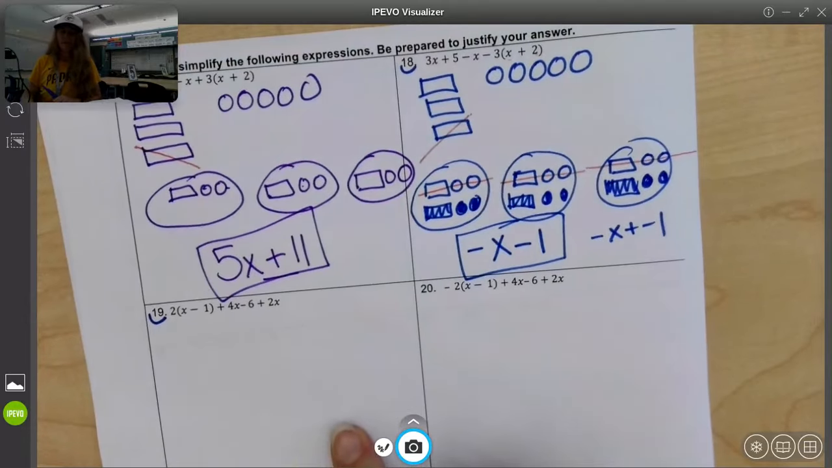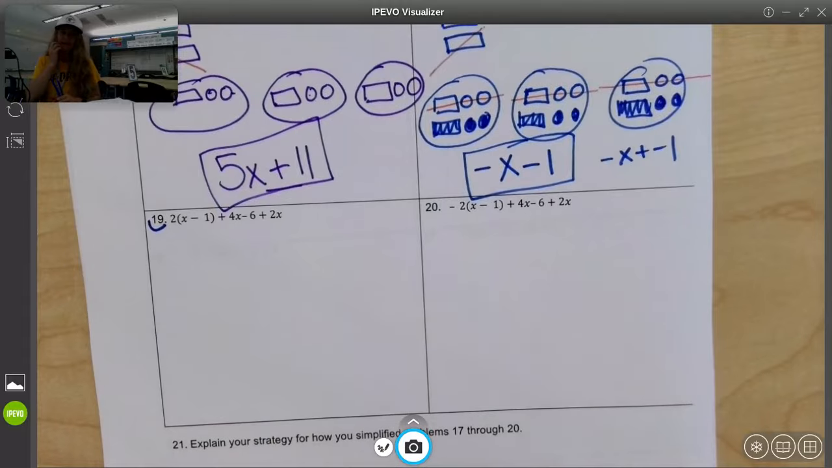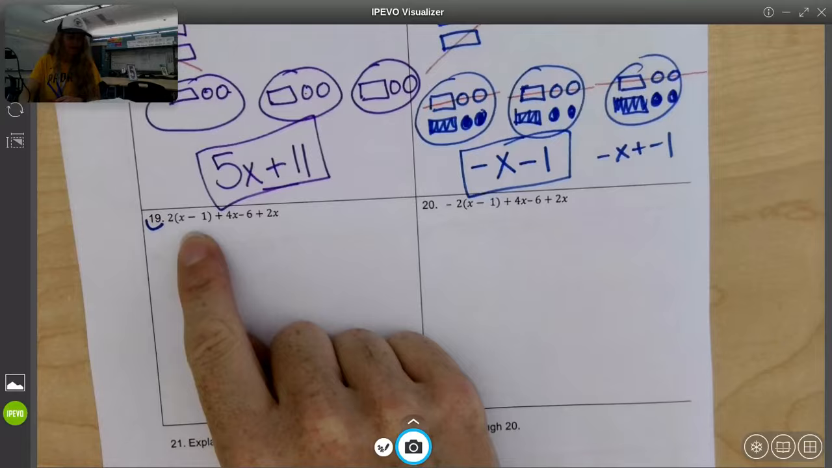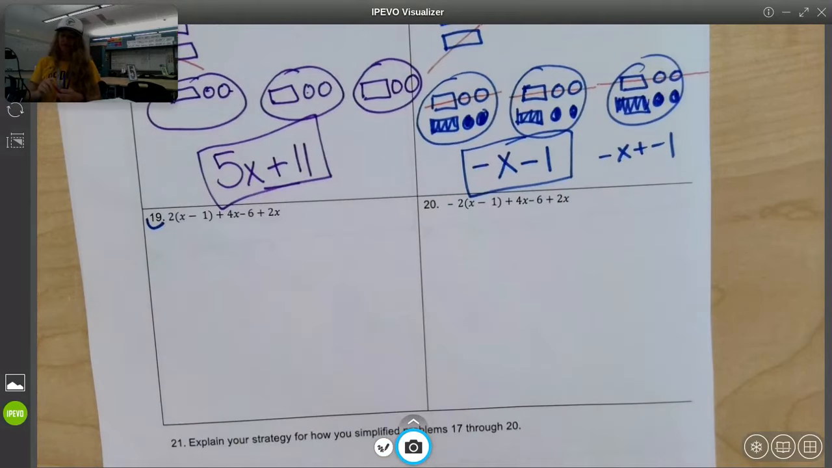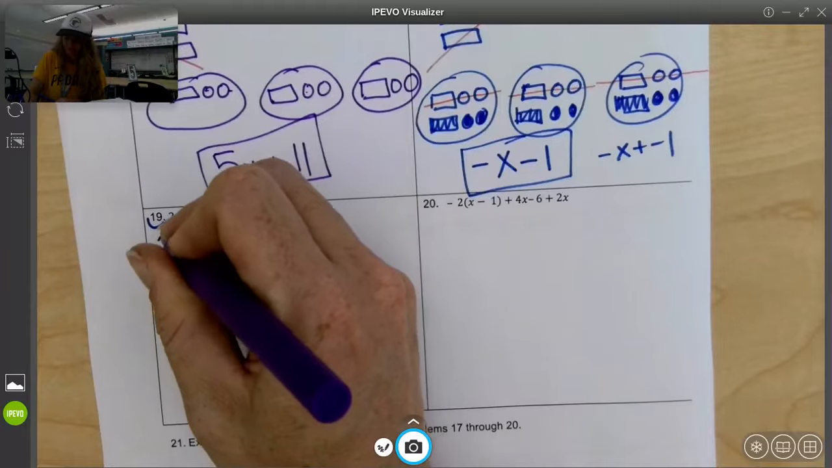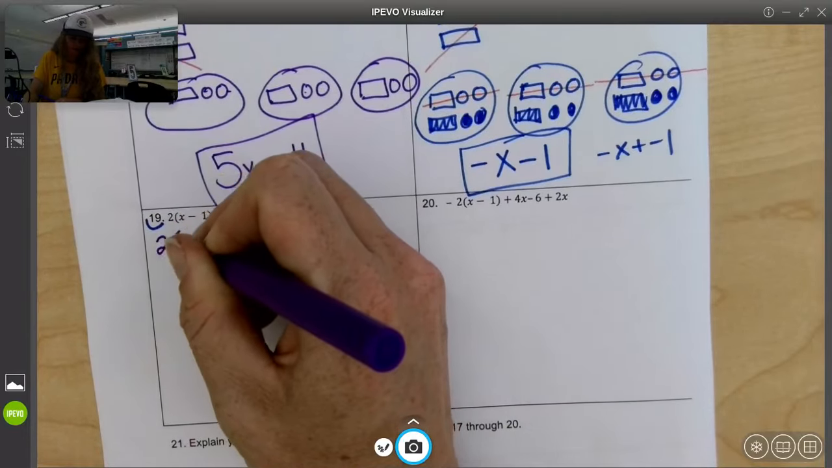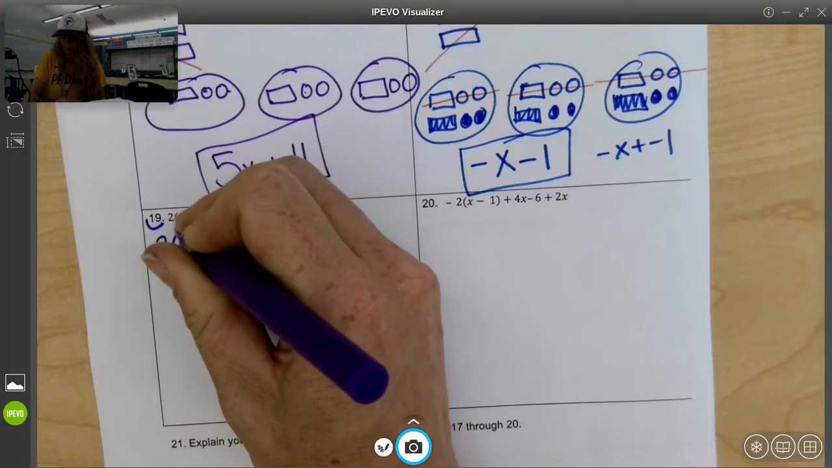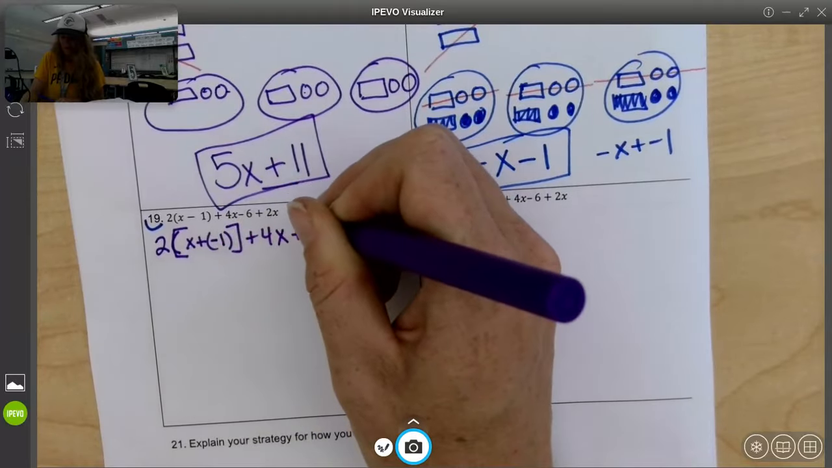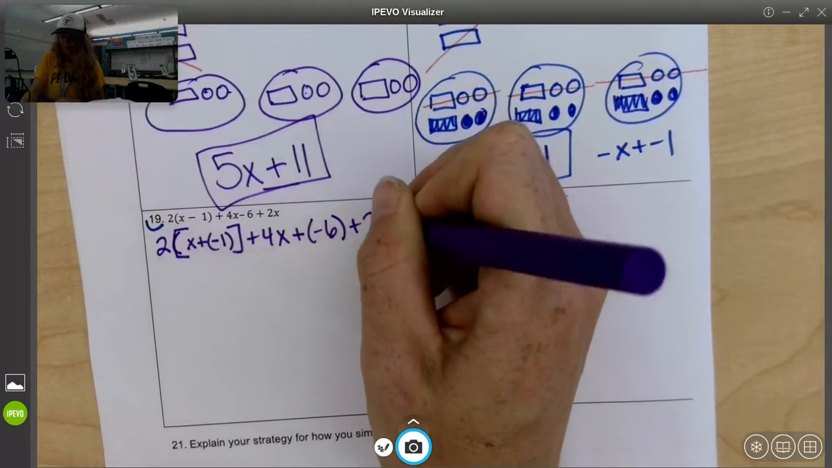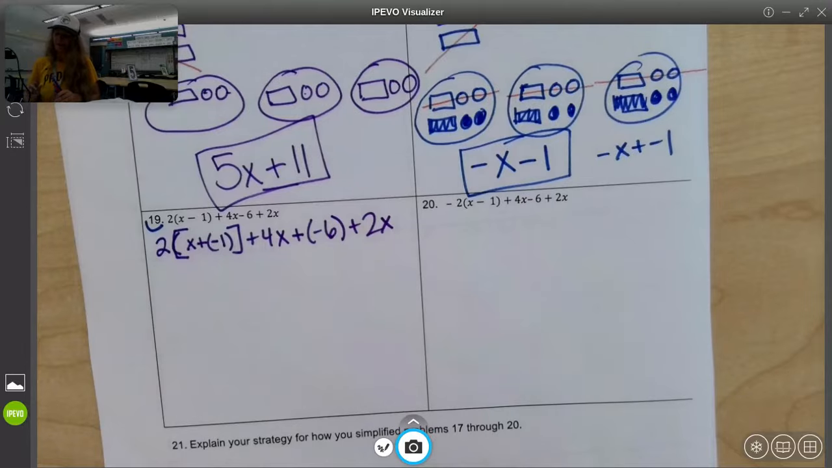Okay, I'm going to do 19 with you, and then you're going to do 20 on your own. So taking a look at 19, it's 2 groups of x minus 1 plus 4 groups minus 4x and then minus 6 positives. Ooh, I'm not going to have any 6 positives to take away, and I'm going to have 2 other x's. So I'm going to rewrite this with the definition of subtraction because it's getting a little crazy. So 2 groups of x plus negative 1, change that into brackets, plus 4x plus negative 6 plus 2x. This is going to be a whole lot more efficient to model now.